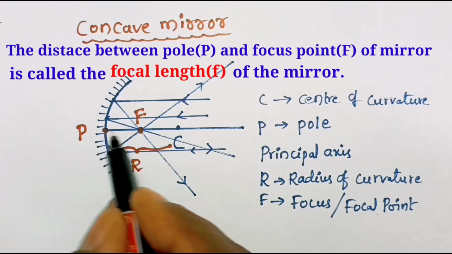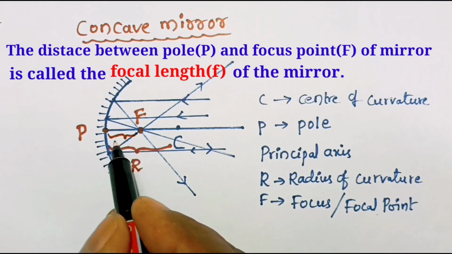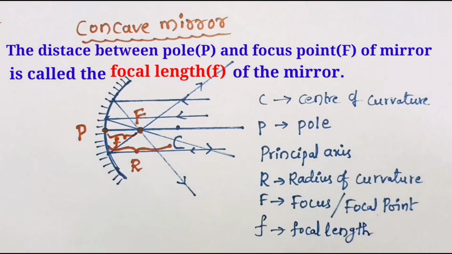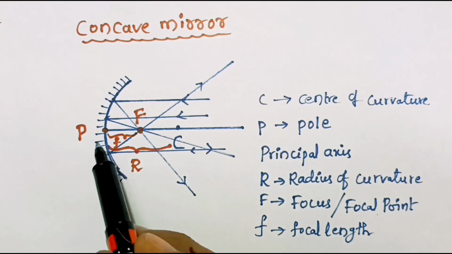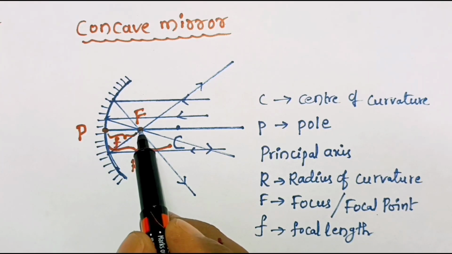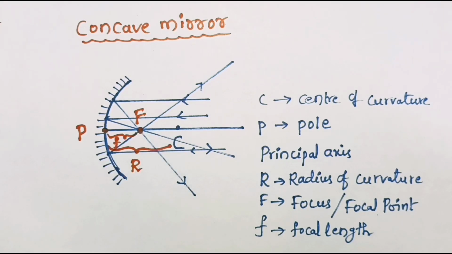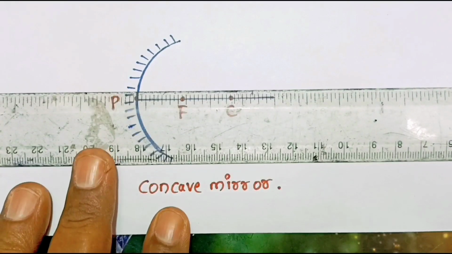The distance between pole and focus point of the mirror is called focal length. The radius of curvature will be twice this distance. So, R is equal to 2F. And also, F is equal to R by 2.